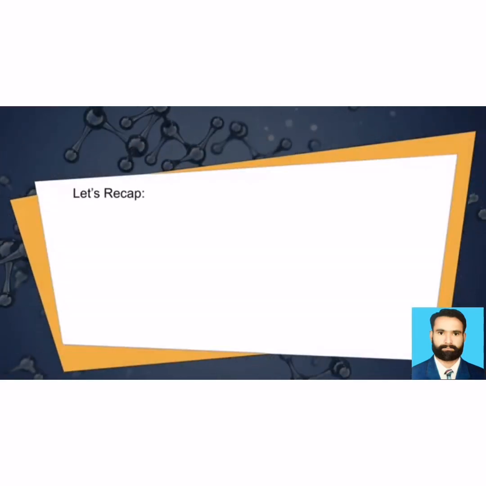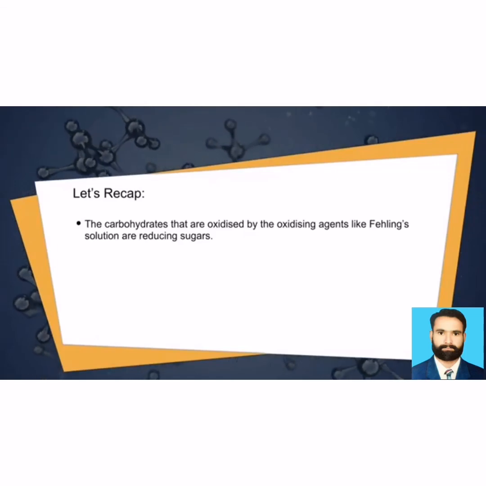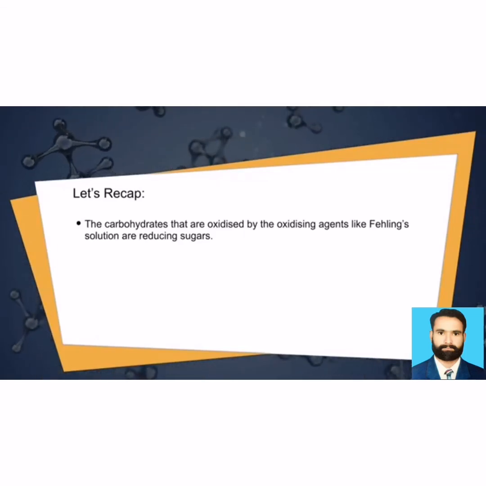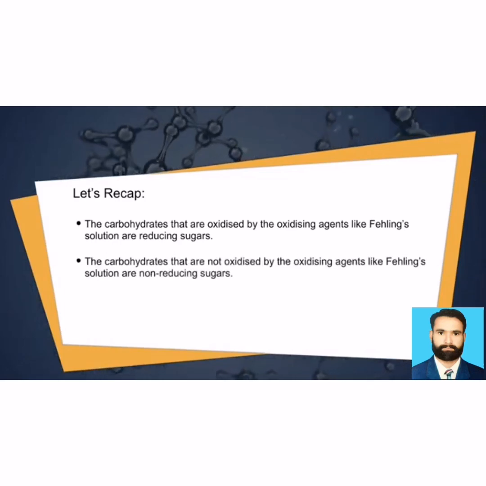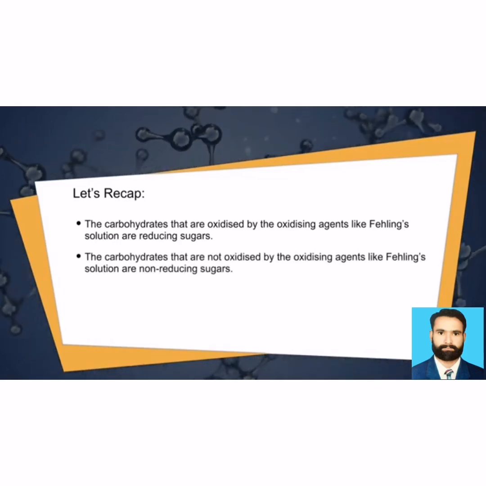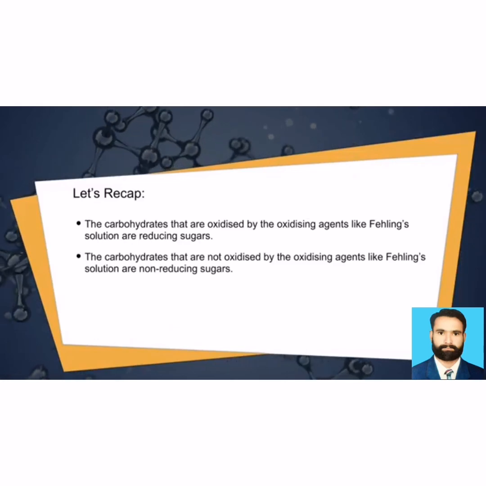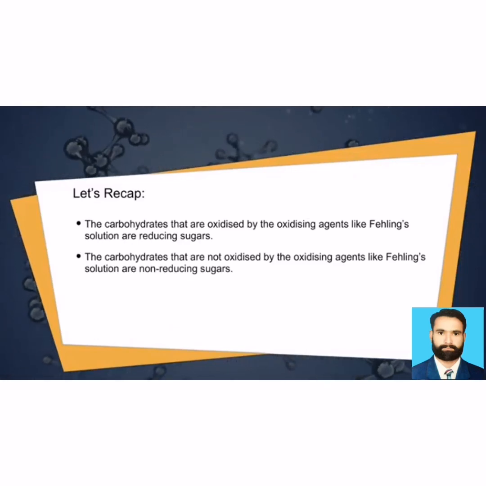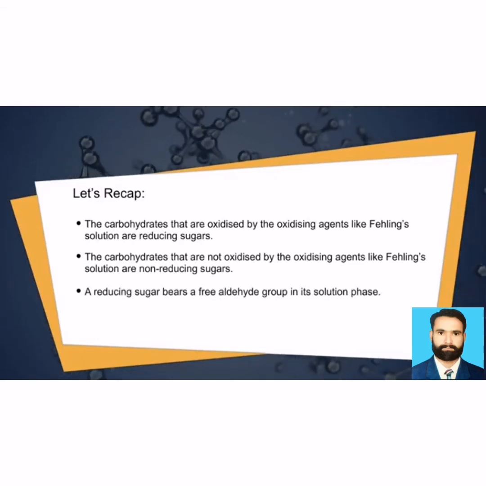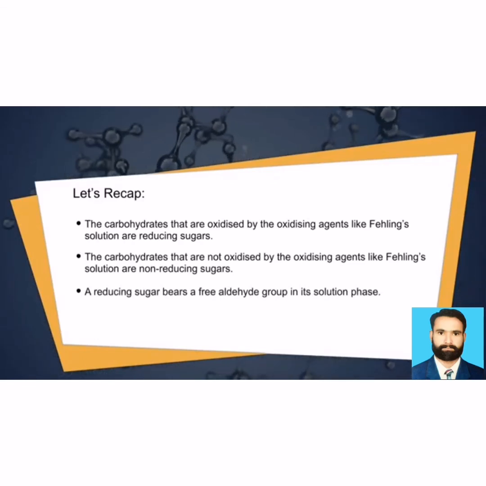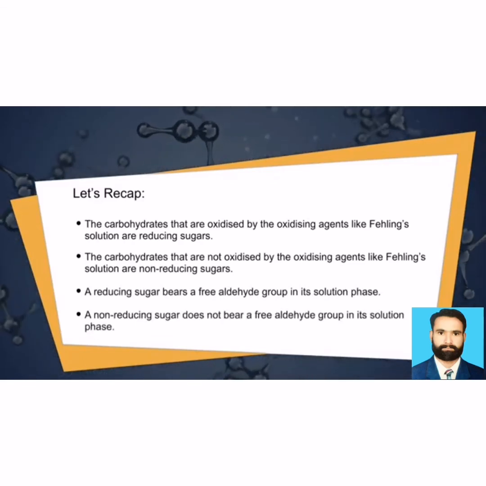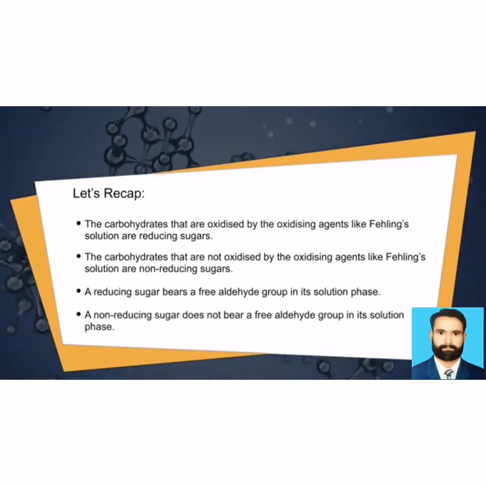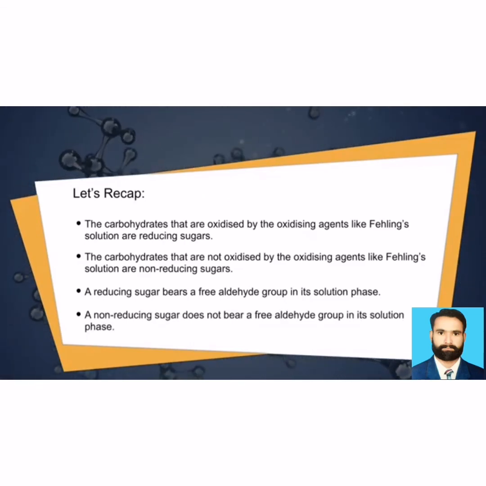Let's recap. The carbohydrates that are oxidized by oxidizing agents like Fehling solution are reducing sugars. The carbohydrates that are not oxidized by oxidizing agents like Fehling solution are non-reducing sugars. A reducing sugar bears a free aldehyde group in its solution phase. A non-reducing sugar does not bear a free aldehyde group in its solution phase.